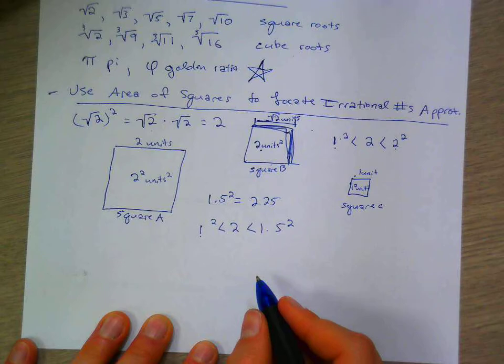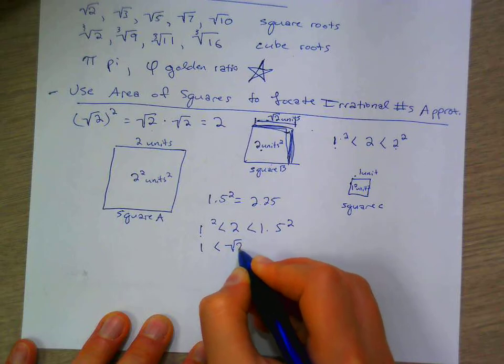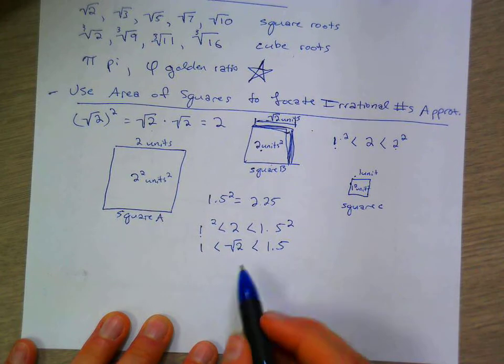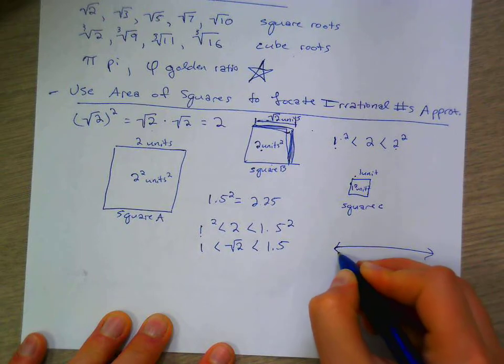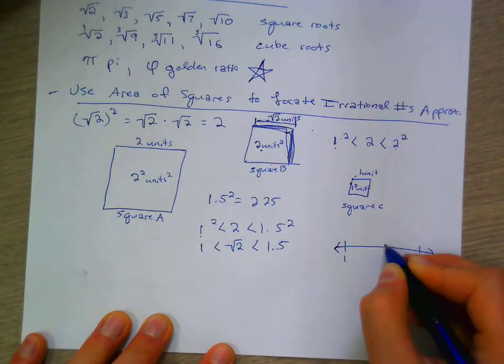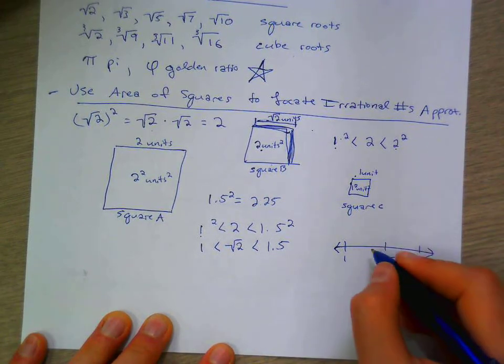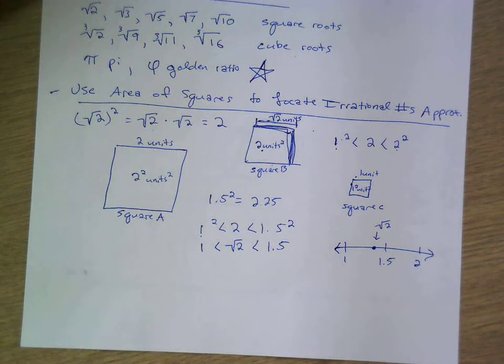Now, you can rewrite this as 1 is less than square root of 2 is less than 1.5, because we've taken the square root of each thing. So we could now approximate that the square root of 2 is between these two numbers on the number line. Let's draw that. 1, 2, 1.5. We've located the square root of 2 is between these two numbers somewhere, and we're going to put it right here. Square root of 2. It's only an approximation. If you get a calculator, you can get an even better approximation. You'll just get a non-terminating, non-repeating decimal for that.